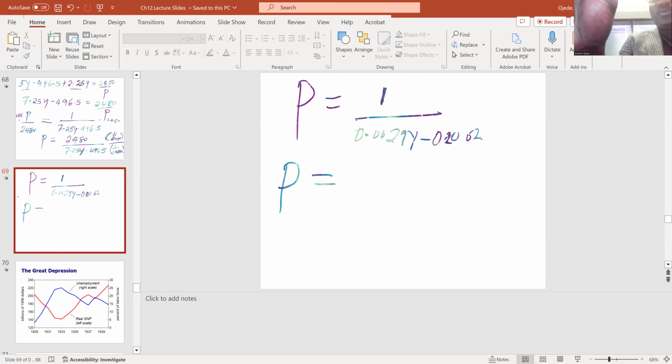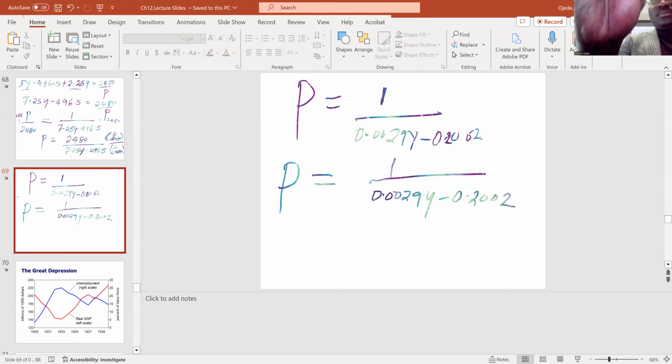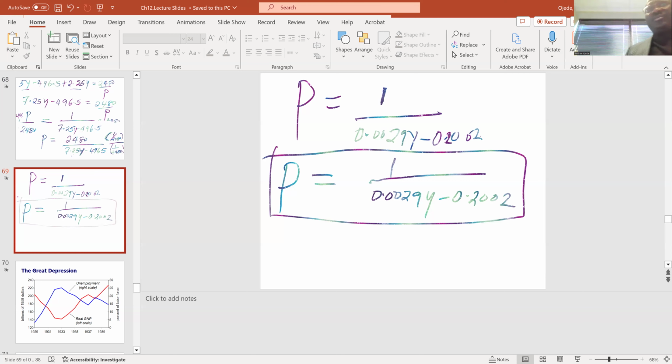So P equals 1 over 0.0029Y minus 0.2002. See, that's an inverse relationship between price and output. If you go to your slides, you actually find that aggregate demand function right there. I derived it already. It's correct. Again, drop the time subscript; you don't need that.